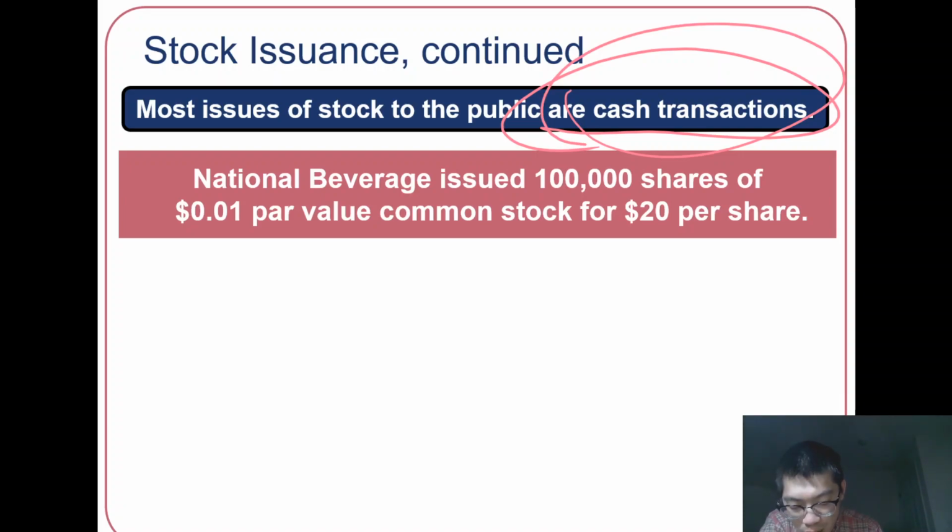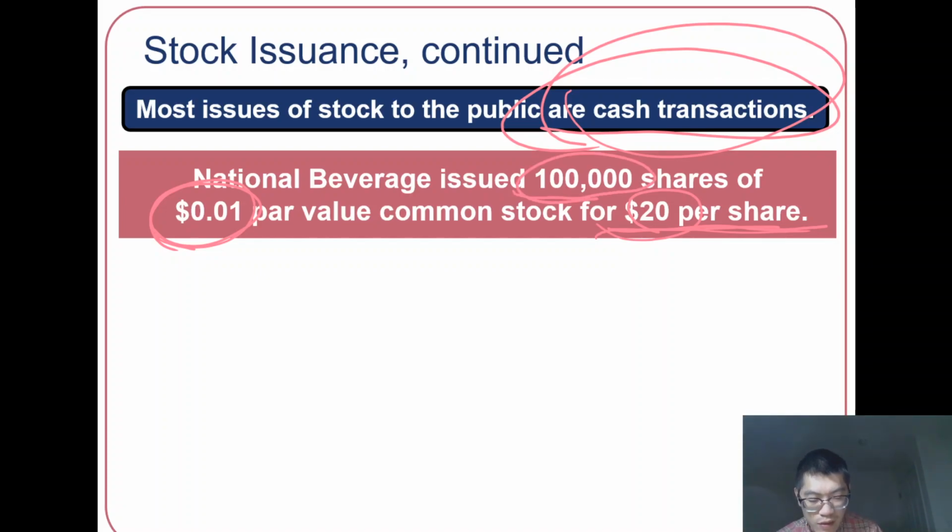So National Beverage issues 100,000 shares of 1 cent par value common stock for $20 per share. Because we have two different values here, one is how much we pay to get one share of the stock, and the other is how much it is worth, arbitrarily, to the company itself. From the company's perspective, as the accountant for the company, how do we record these transactions in accounting journal entries, to record this stock issuance?